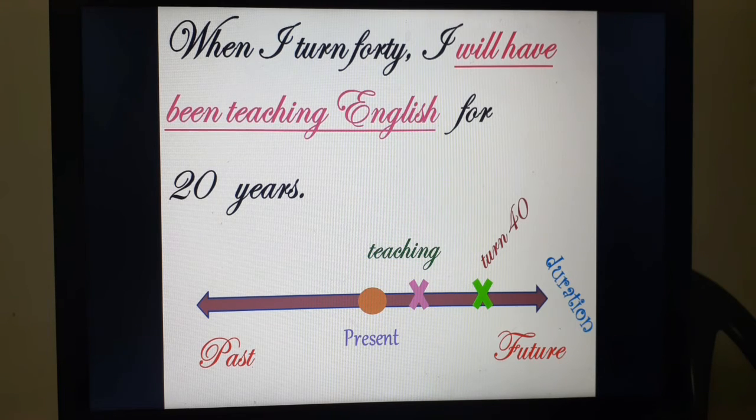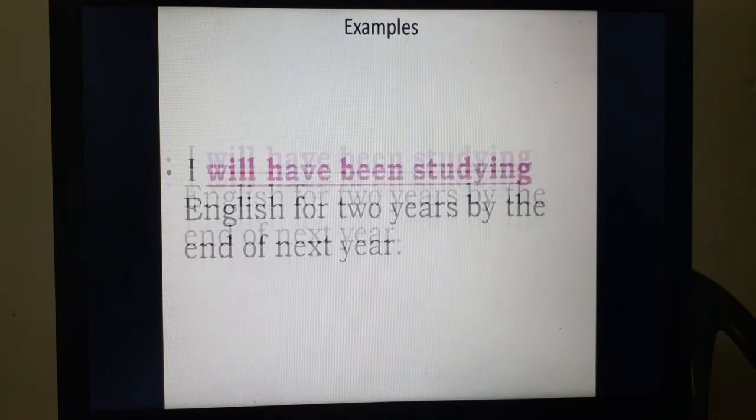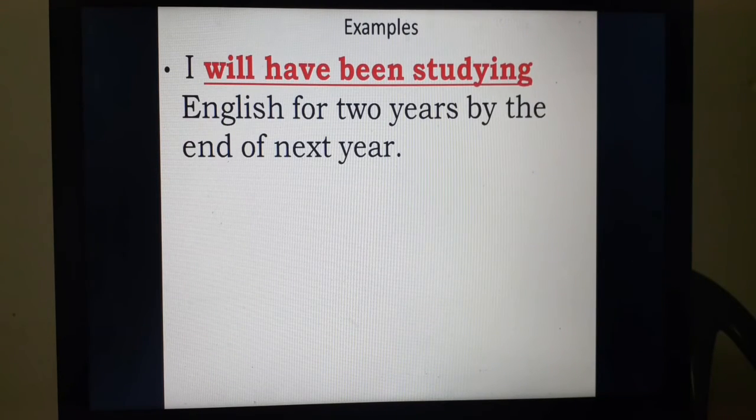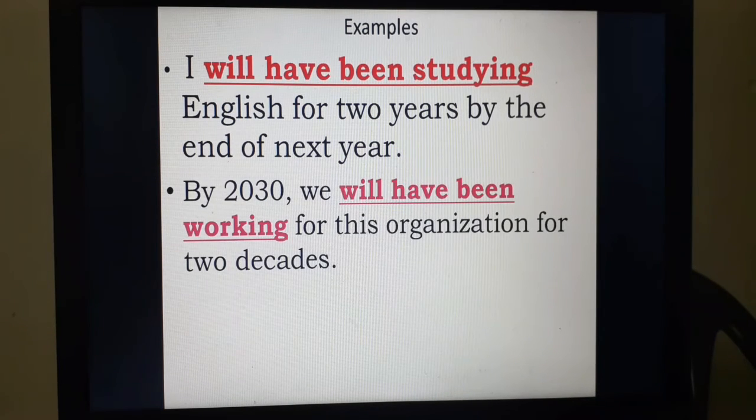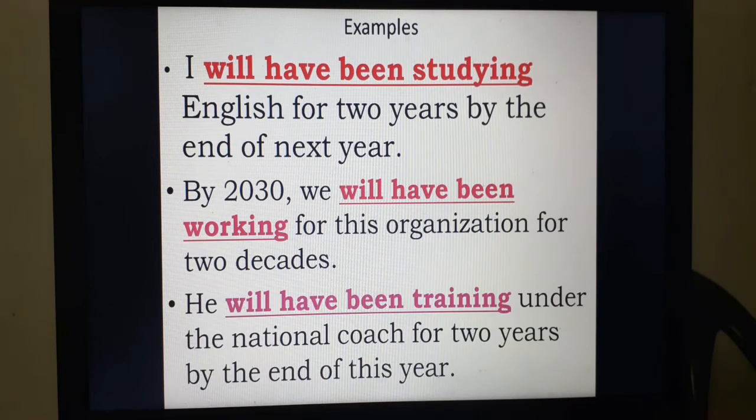Let's see some more examples. I will have been studying English for 2 years by the end of next year. By 2030, we will have been working for this organization for 2 decades. He will have been training under the national coach for 2 years by the end of this year. In perfect continuous tense, in the future form, importance is given to duration.